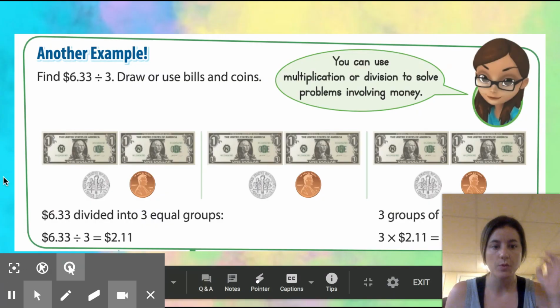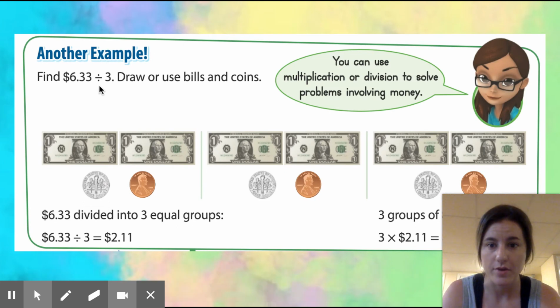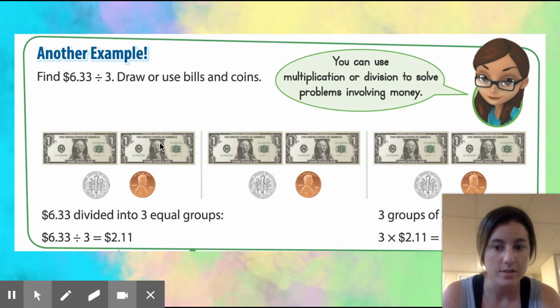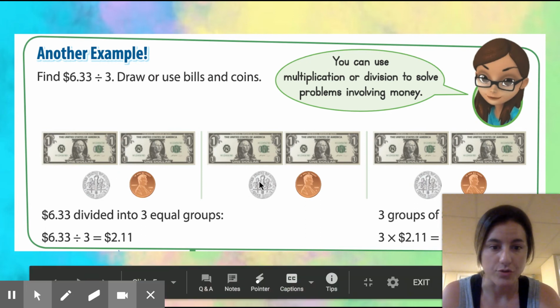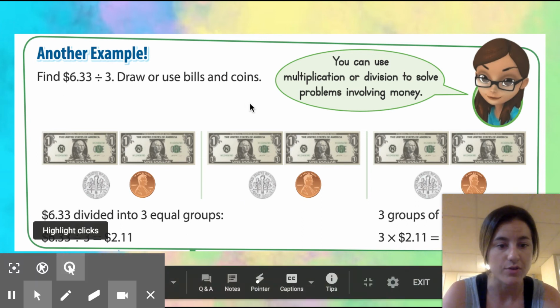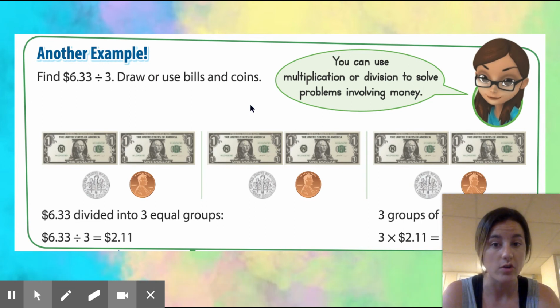Okay. So another example, it says find $6.33 divided by 3. Draw or use bills and coins. It says you can use multiplication or division to solve problems involving money. So here they divided $6.33 into 3 equal groups. And when we do that, we have $2.11 in each group. So 3 times $2.11 equals $6.33.